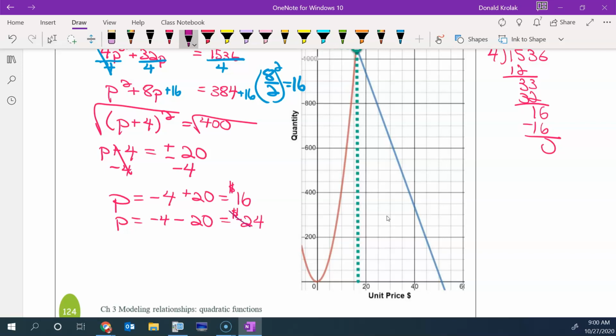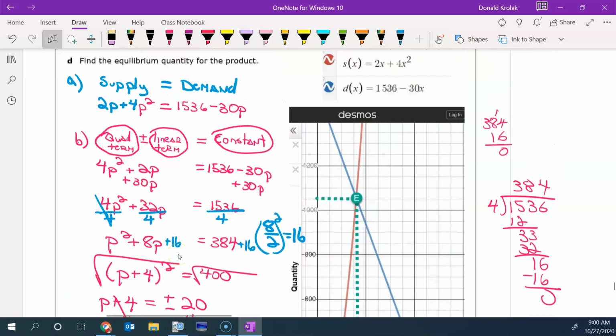That doesn't make any sense. The price isn't ever going to be negative. Okay. So the equilibrium price is $16. And if I plug into their equation, the one on the left or the one on the right, it doesn't matter, I can get what the equilibrium quantity would be.